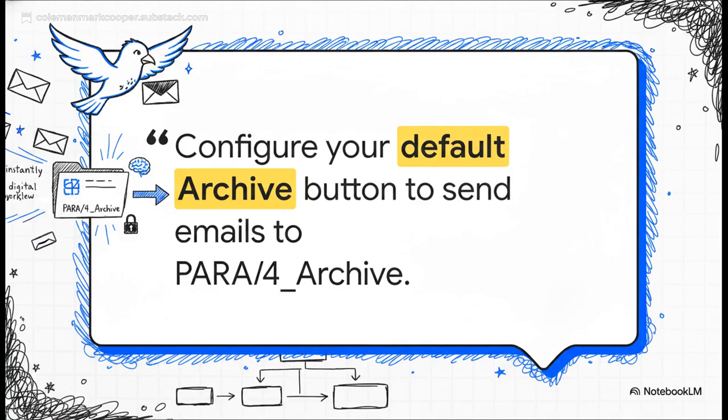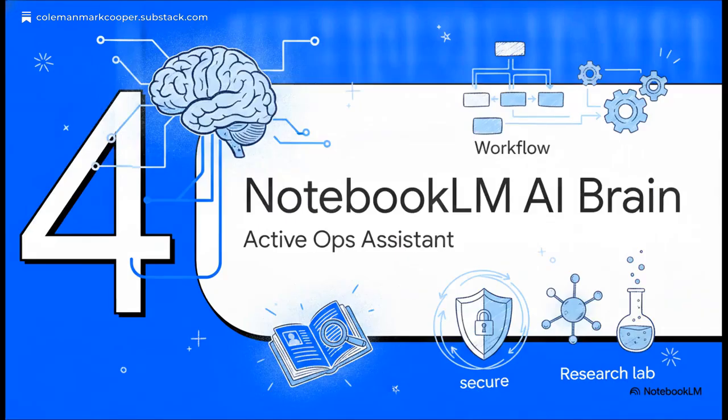Oh, and here is a massive time saver. You can configure your default archive button in Thunderbird to automatically route emails directly to your PARA/4 archive folder. This little shortcut lets you clear your inbox instantly with one click without ever breaking your core organizational system. A total game changer.